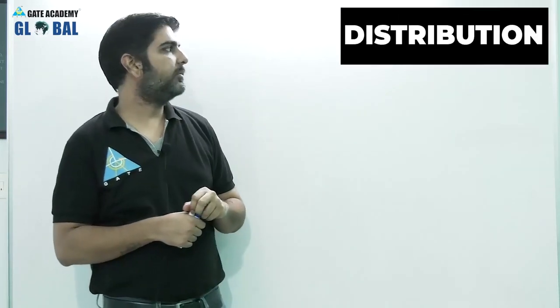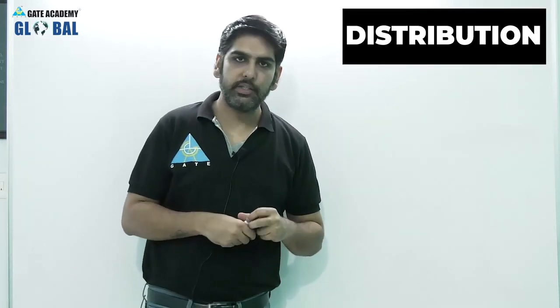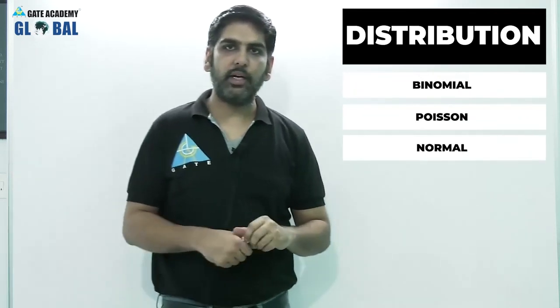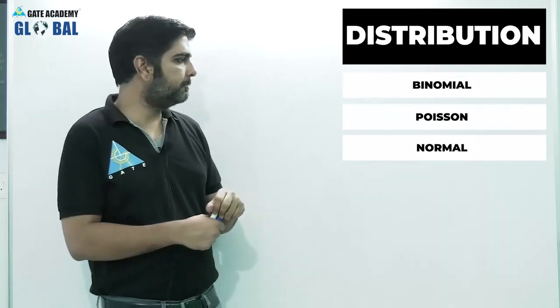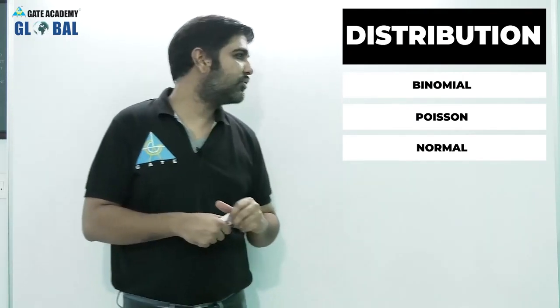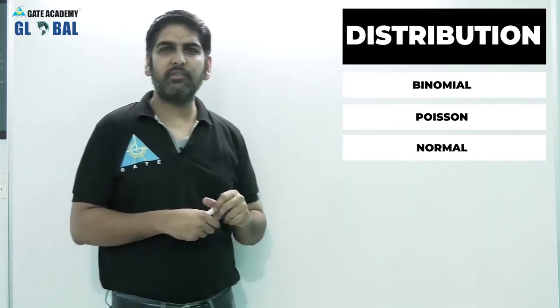Next I'm having distribution. In distribution part, we have 3 parts, right? Binomial, Poisson and normal distribution, right? It is important, really important. But yes, my dear students, it is easy also because it is formula based.